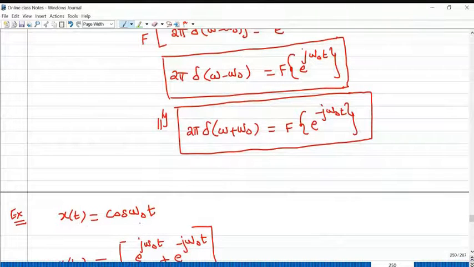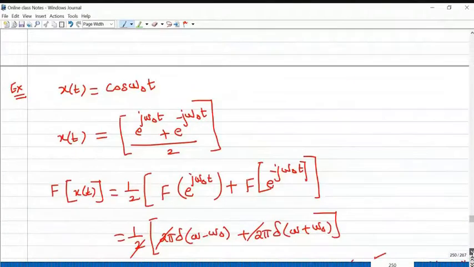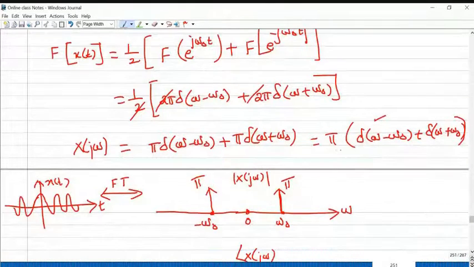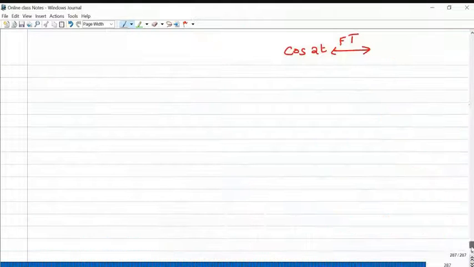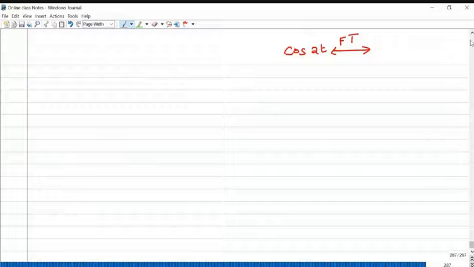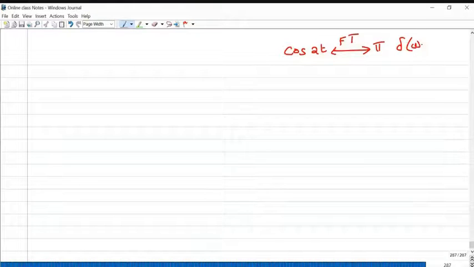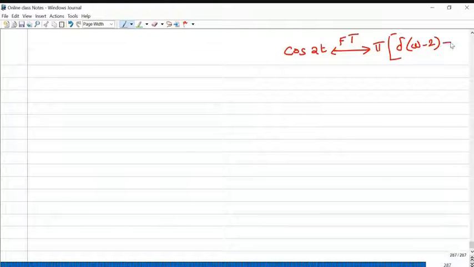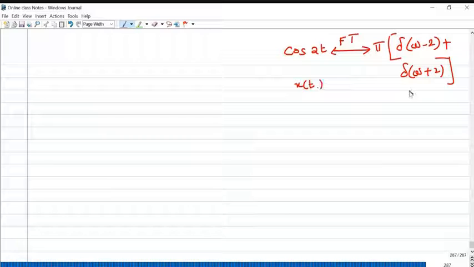x of t equal to cos omega naught t. The Fourier transform result is pi times delta of omega minus omega naught plus delta of omega plus omega naught. So that is the result for cos 2t. So cos 2t Fourier transform is pi delta of omega minus omega naught, here omega naught is 2, plus delta of omega plus 2. So this is x of t. This is x of j omega.